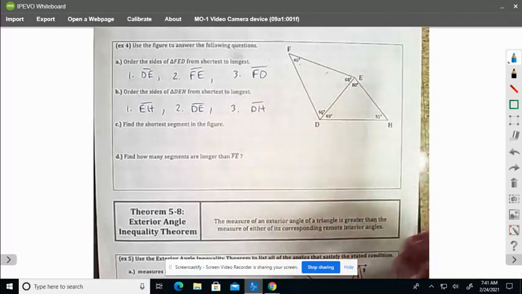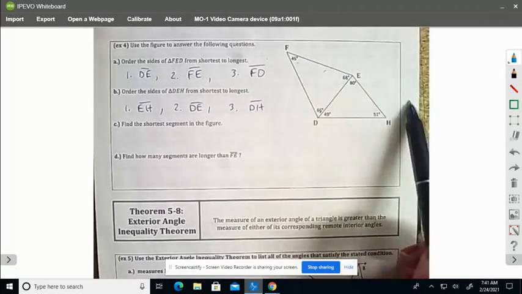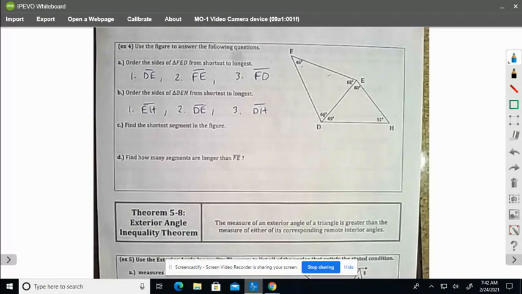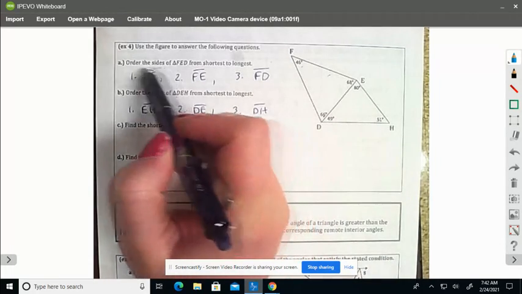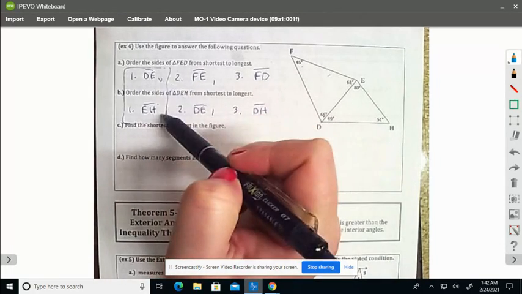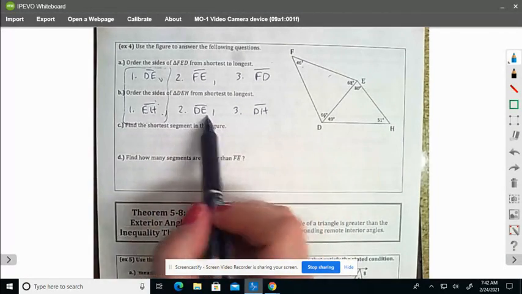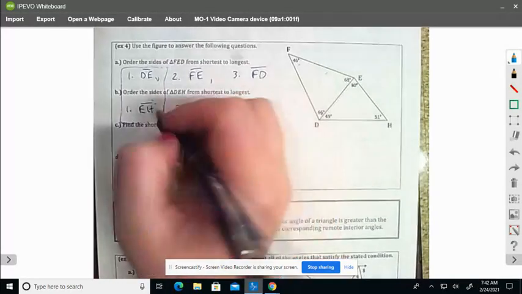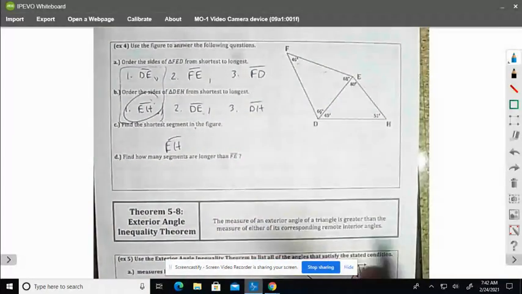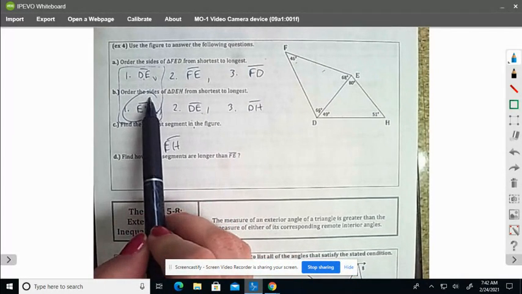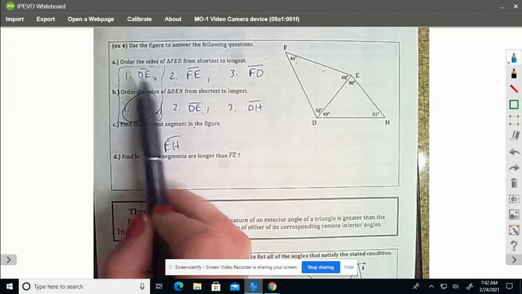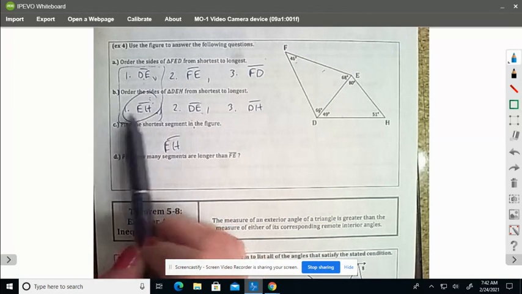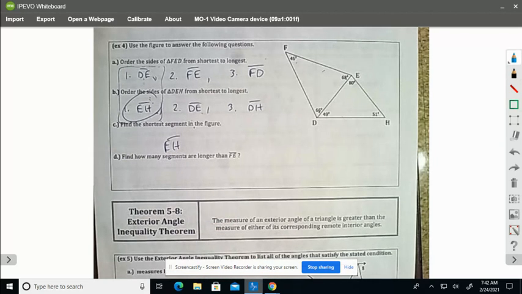Find the shortest segment in this entire figure. So they asked you for the shortest segment in this top triangle, this bottom triangle, and now what's the shortest segment in this entire figure? Now, this is a little tricky, but the easy way to look at it is what are our two shortest segments? Our two shortest segments are these two. However, if you look here, DE is used in both triangles, and it's not the smallest in this second triangle. So that means that EH has to be our shortest segment because these are the two shortest in both triangles. This segment is also used in this triangle, and this one is smaller. So EH would have to be the shortest figure.